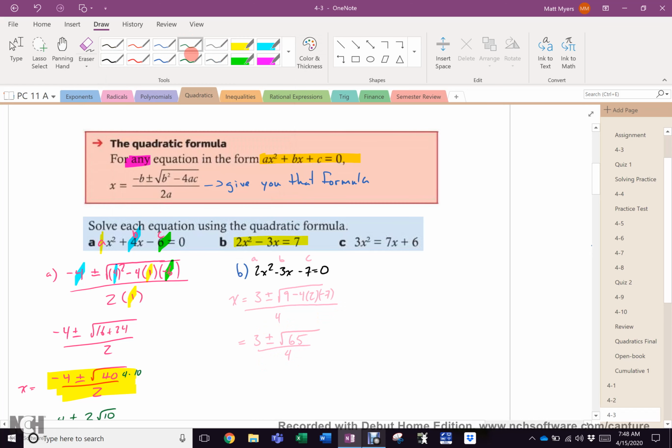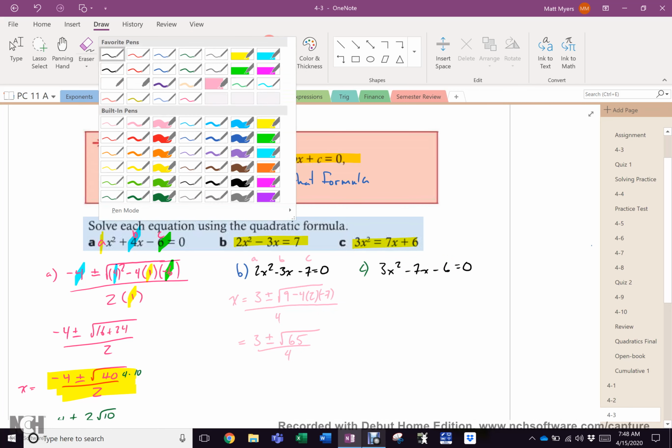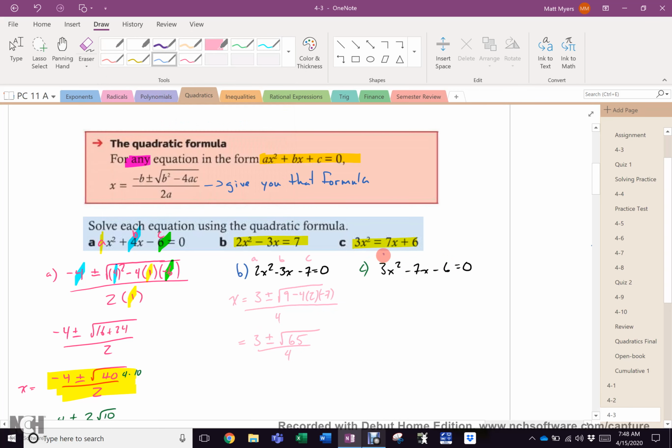And let's do our last one, C. Does it look like this? No, so I just make it look like that. 3x squared minus 7x minus 6 equals 0. And then, again, you see I have an A, a B, and a C, and I just fill it in.